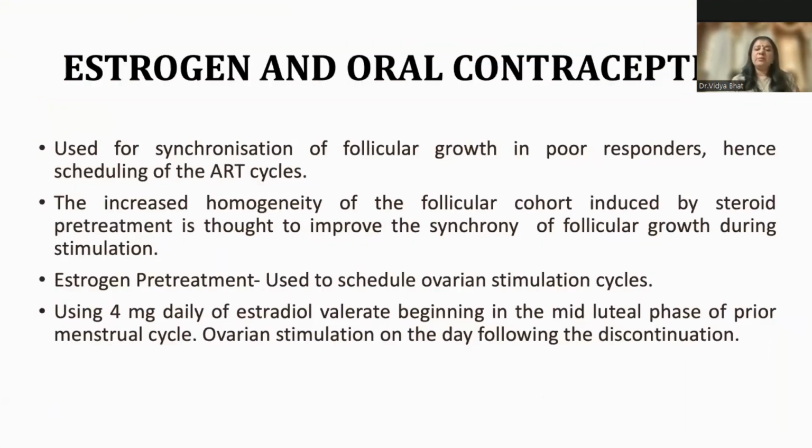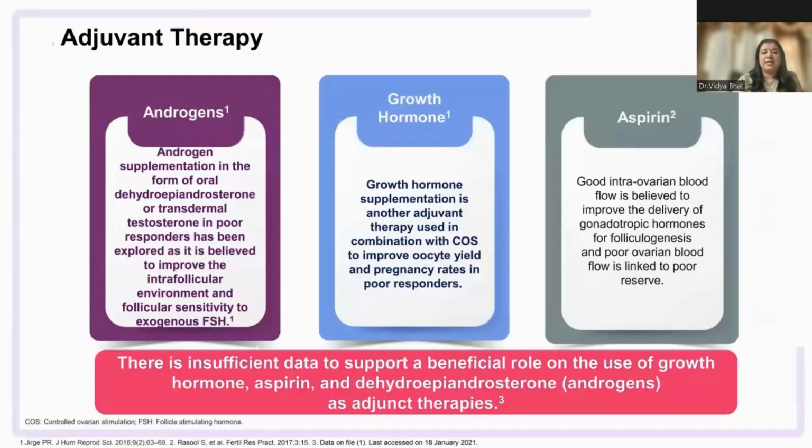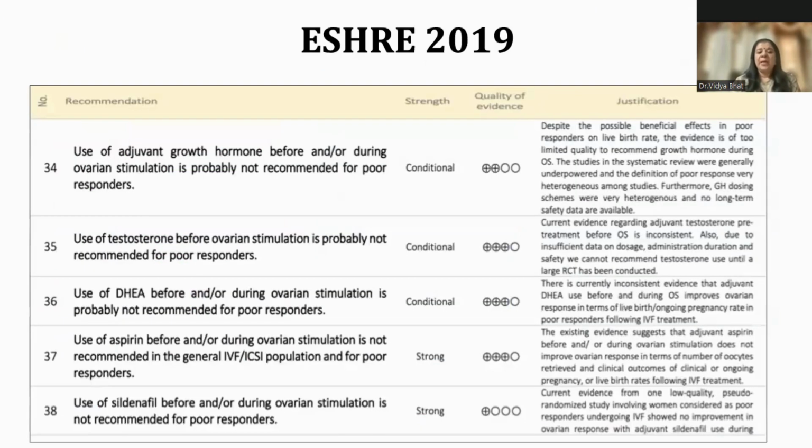So estrogen progesterone combination pills also can be given as a pre-treatment in IVF cycles, which we do in our centers. And of course this helps in the same way: estrogen and progesterone receptors increase, and then it helps in better follicular growth and number of oocytes. So for the adjuvant therapies, androgens, growth hormone, and aspirin, nothing has sufficient data, but we have something to offer our patients. These are the different guidelines. You'll get them on the net.